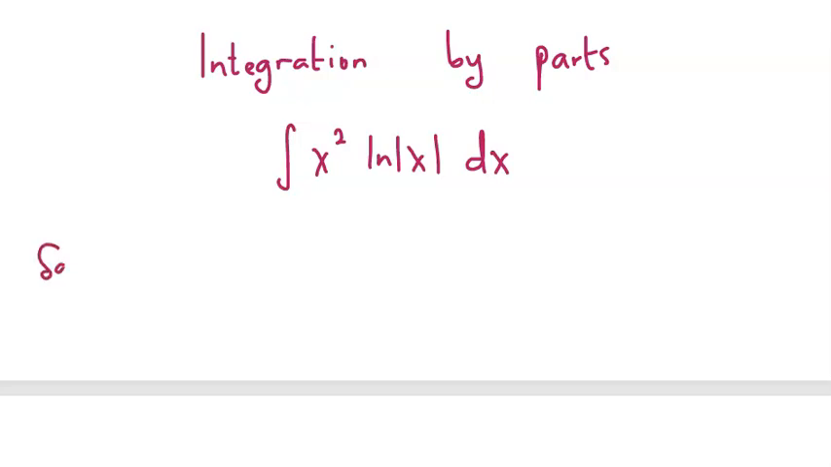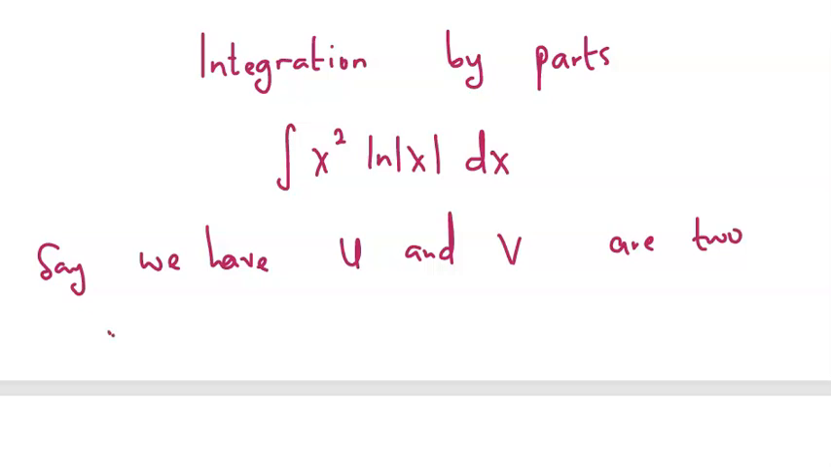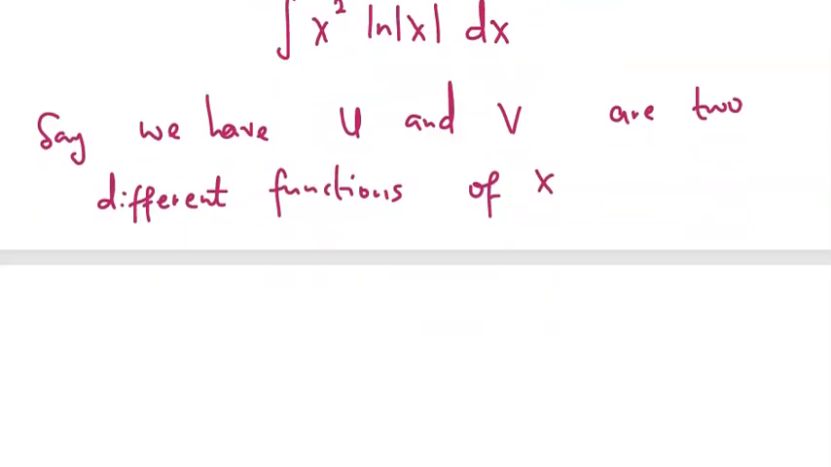Say we have u and v, two different functions of x. You understand? Say u and v are two different functions of x. Okay. Then we know from the product rule.